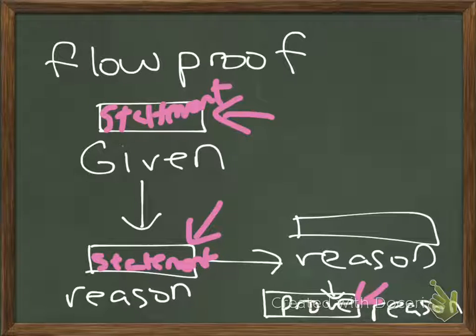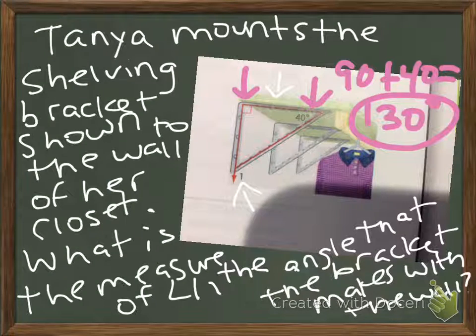Again, this is a preference that you can use. You can use a flow proof, you can still use a two-column proof, you can use a paragraph proof. As long as you have your given, your reasons to get to your proof, and your proof, then you should be fine, no matter what way you use to set it up.